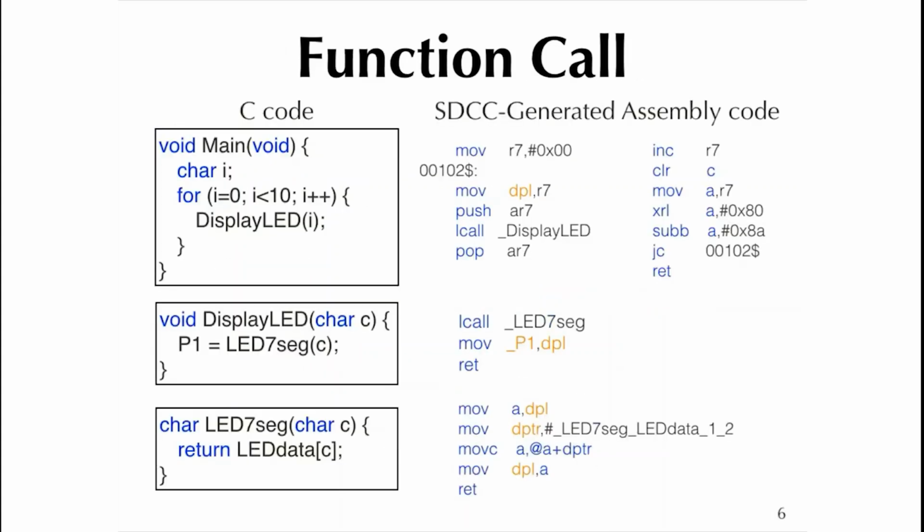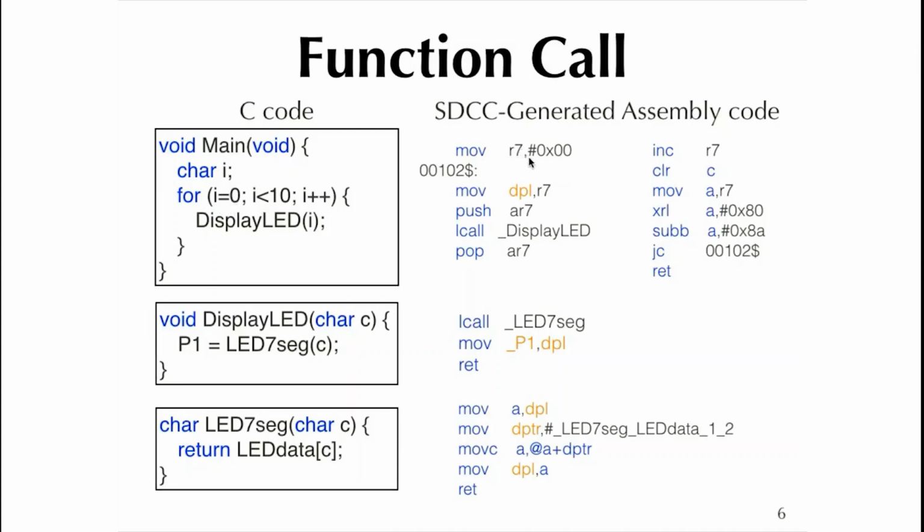Okay, so now function call. If you run SDCC and generate code, this is what it might look like. When you look at main like this, and char i, where is char i allocated? Well, in this case, it's register allocation. So R7 gets 0, right? That's where i gets 0, i less than 10.